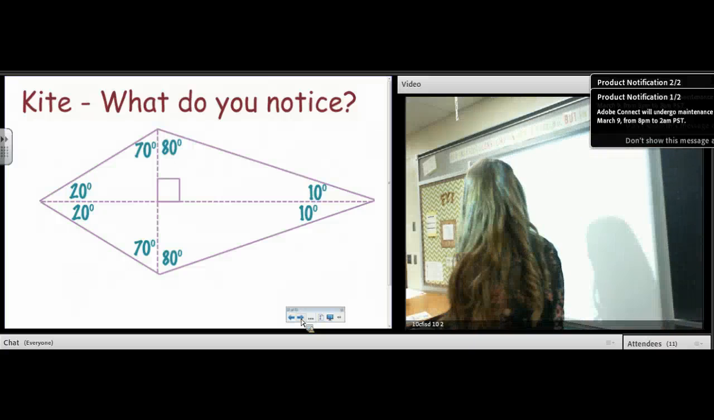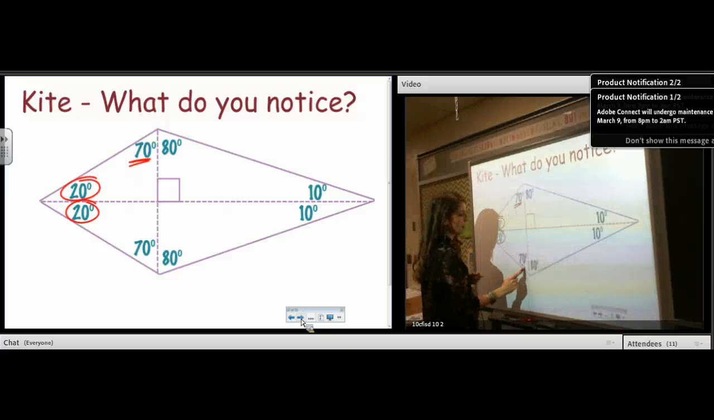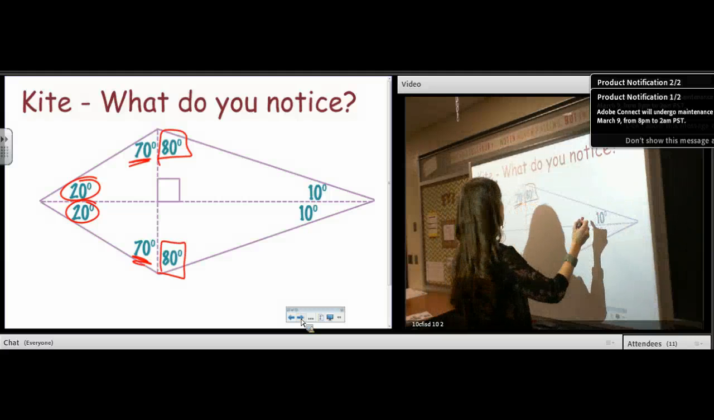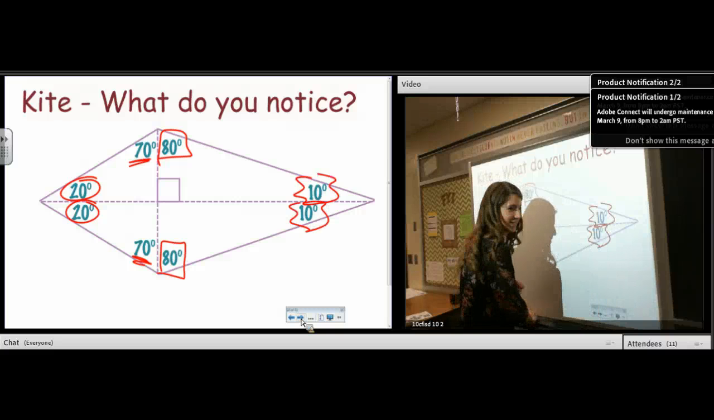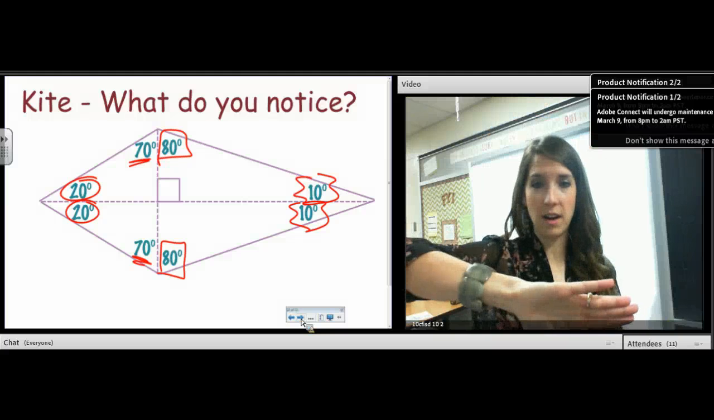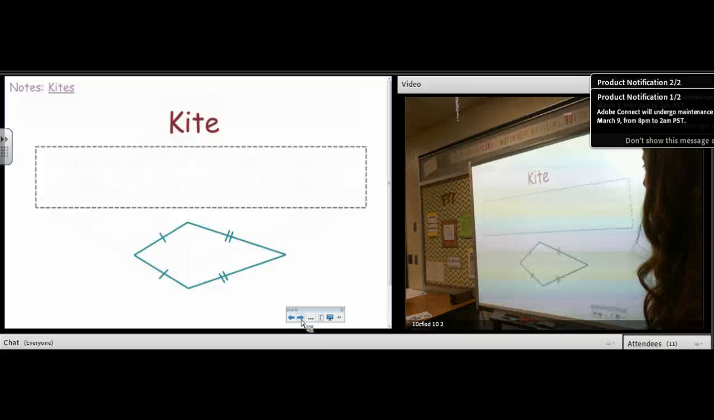And once again, we've got some symmetry. Look, mirror image, mirror image, mirror image. What have I not done? Mirror image. So that's how a kite works. Everything from here gets flipped here because that's a line of symmetry. Let's go over what the specific properties are.